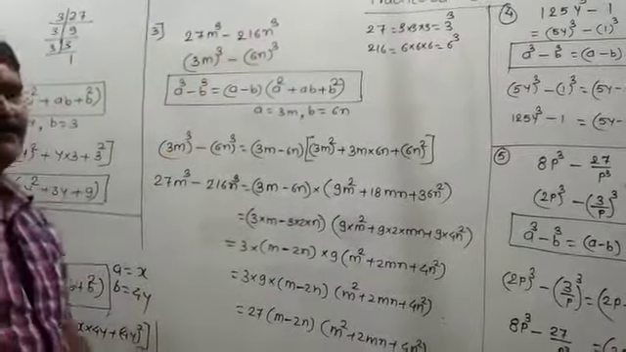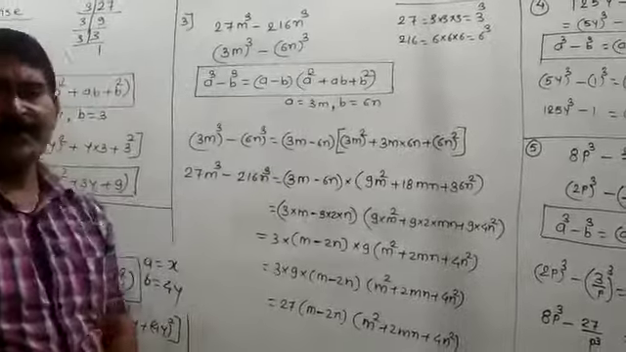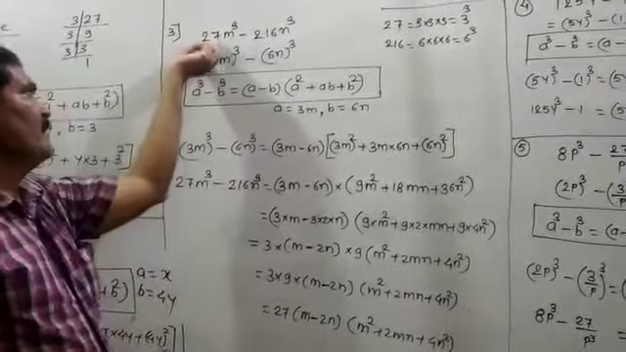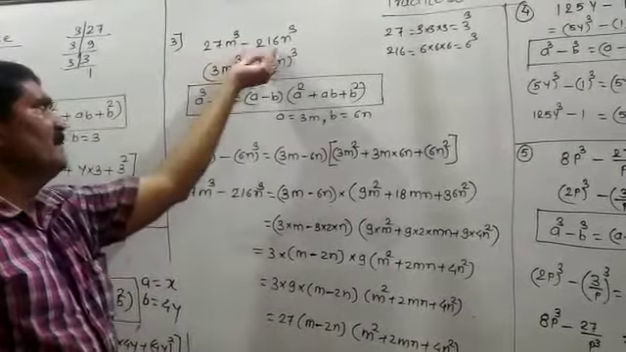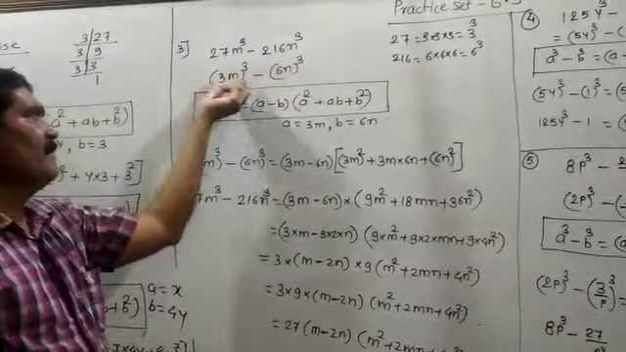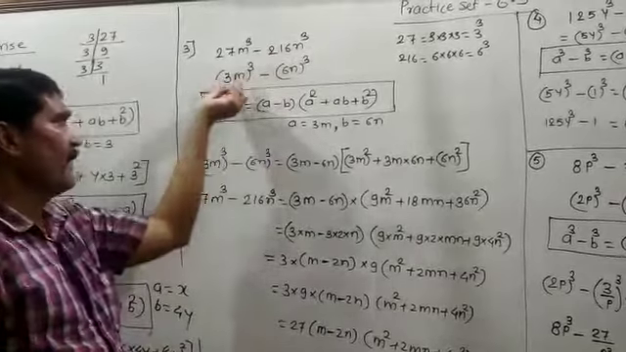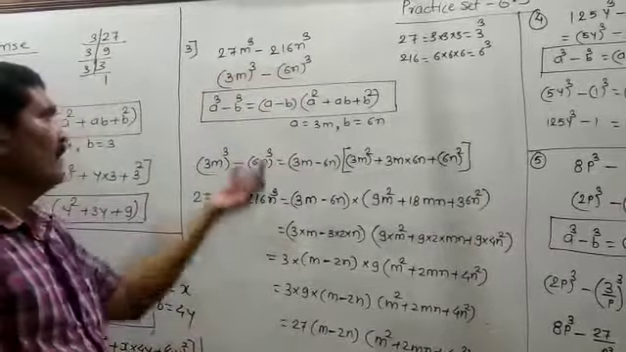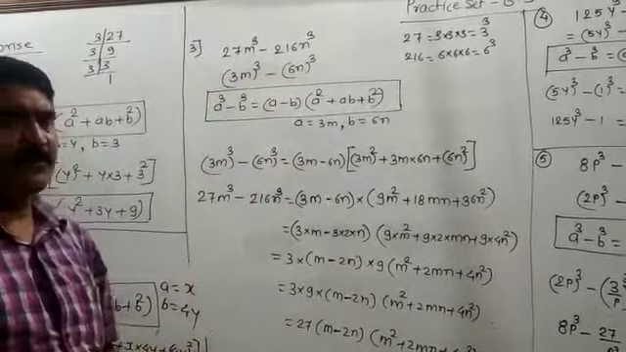Already we learned the cubes of the numbers 1 to 15. From that you will say that this is the perfect cube of 3 and this is the perfect cube of 6. And from that you will say that 3m bracket cube minus 6n bracket cube is equal to, you have to find out the factors.